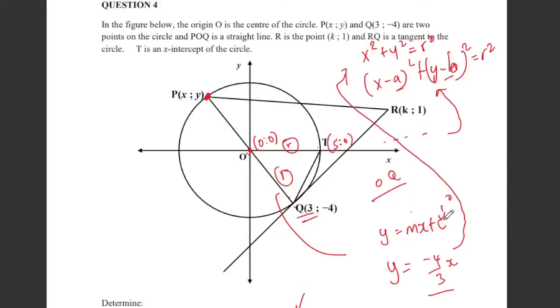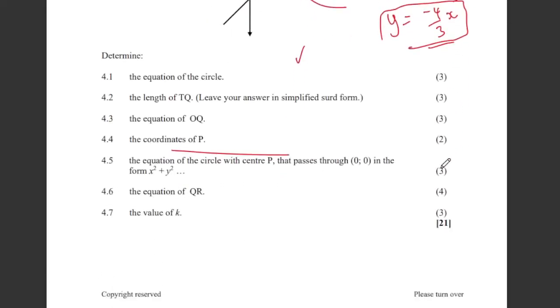Where there is y, replace this and then solve for x. So you'll get two values, so it will form some sort of a quadratic. One of the values will be x, and then the other value will be a negative value somewhere there. Get that negative value, you can even substitute it into the equation of the line or the equation of the circle, and then get the y value.